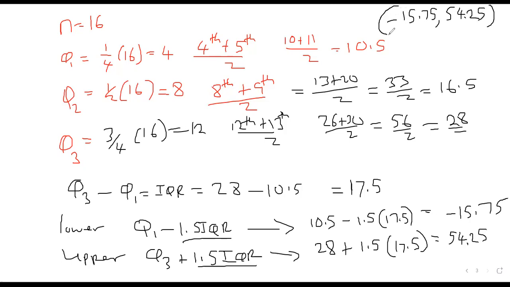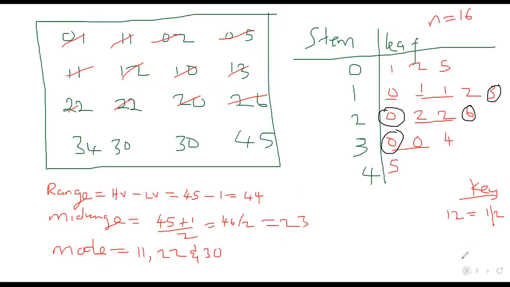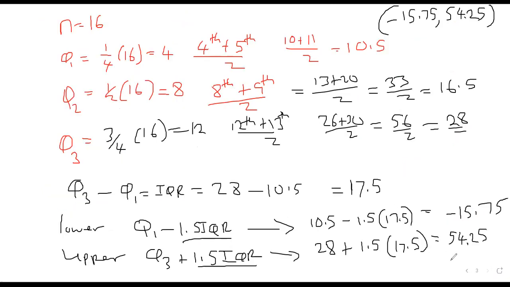So are there any outliers in this case? Based on this, do you have any outliers? Here, our smallest value was 0.1, and our highest value was 45. It all fits inside negative 15.75 and 54.25, so there's no outlier. There is no outlier. Are we together?